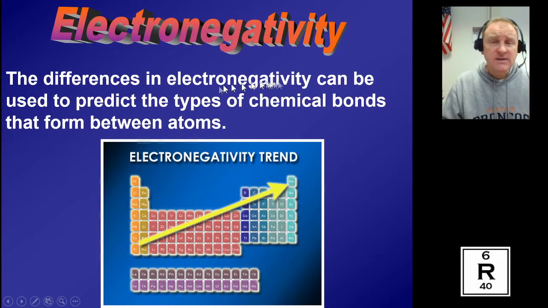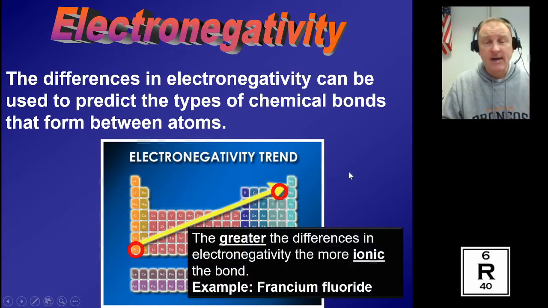Now, the difference in electronegativity can be used to predict the types of chemical bonds that form between atoms. So when you have two different atoms, we can take a look at the electronegativity of the two, and we can then make predictions about what type of bond is between those atoms. For instance, if we take francium and we take fluorine, these are very opposite electronegativities. And when you have a great difference in electronegativity, the bond is more ionic. So francium fluoride would be a very ionic bond.